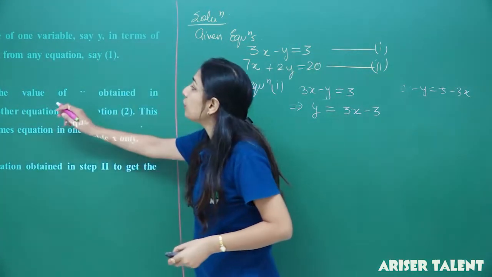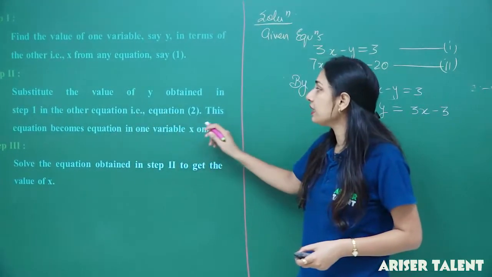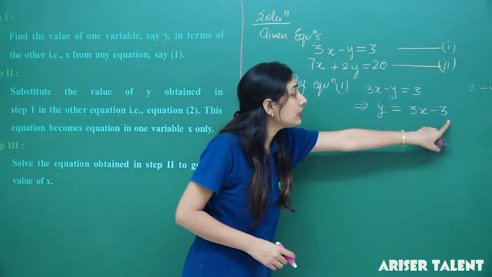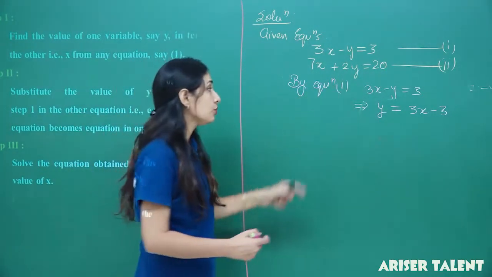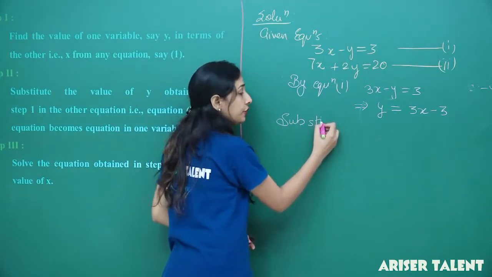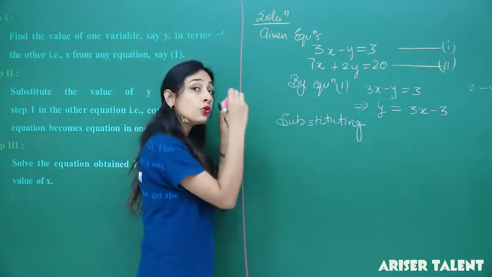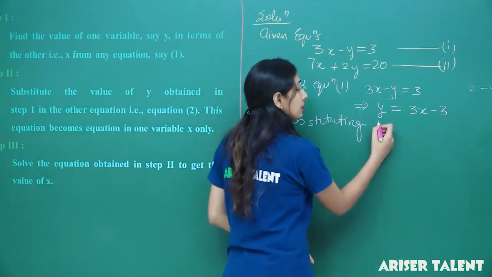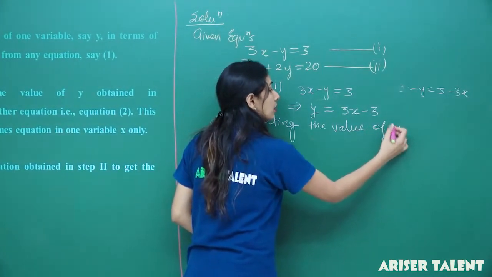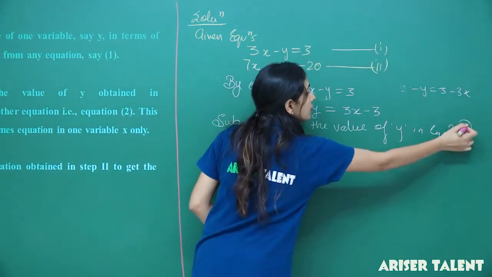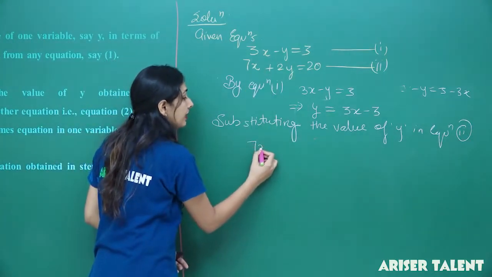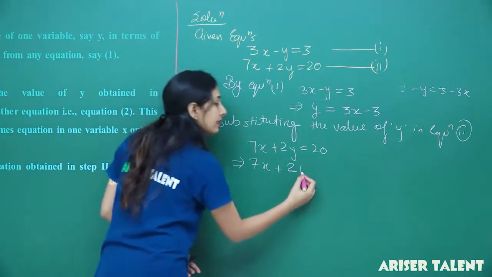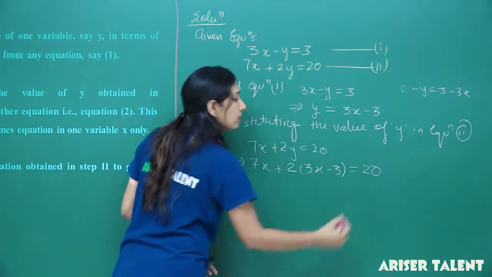Now the second step, students: substitute the value of y obtained in step 1 in the other equation, that is equation 2. Now what is my equation 2? Equation 2 is given: 7x plus 2y equals 20. Now what I have to do is take this value and substitute it in equation number 2. So, substituting the value of y in equation 2. Students, note each and every word. This is the way you have to write it in your board exams. Equation 2: 7x plus 2y equals 20. This implies 7x as it is plus 2 as it is, y is 3x minus 3, equals 20.